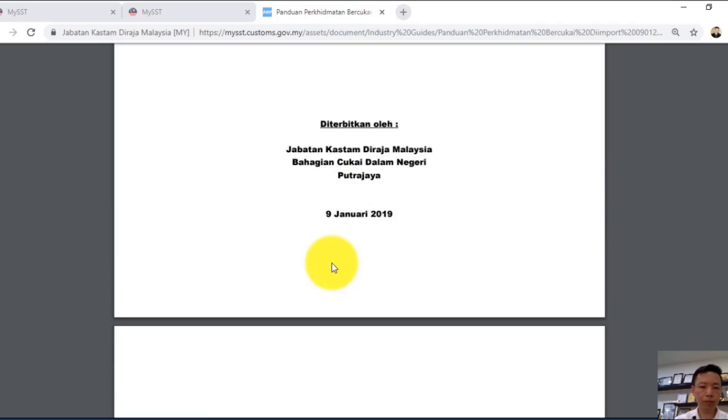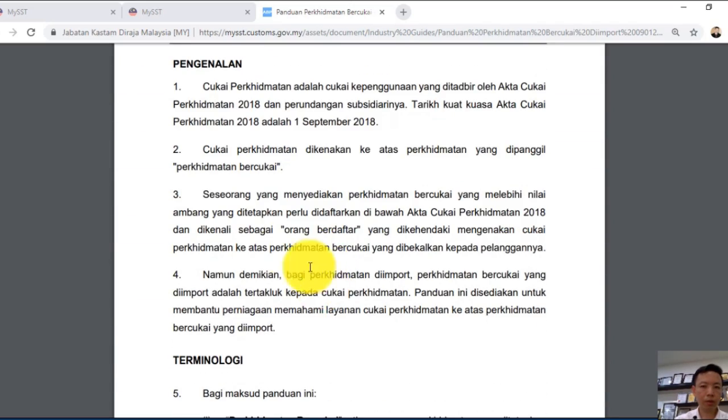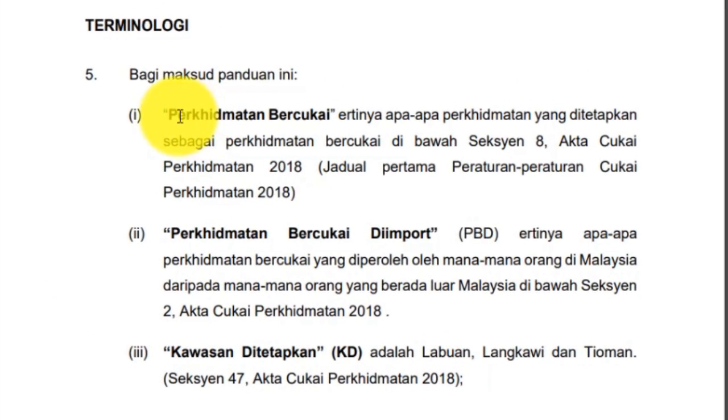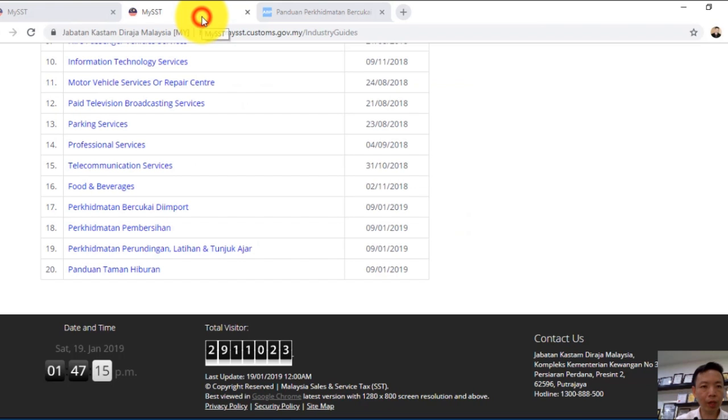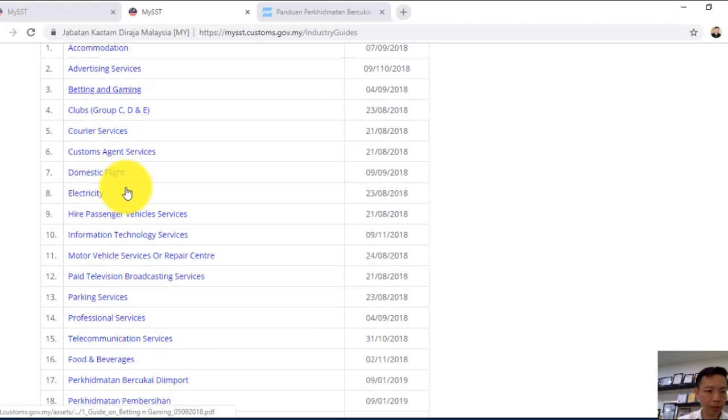Scroll down. The first thing I want you to know is there's something called Perkhidmatan Bercukai, that's taxable service. In the GST era, all services are taxable, but in the SST era, only certain services are taxable. So what is a taxable service? Go back to the previous screen. These are all the taxable services.